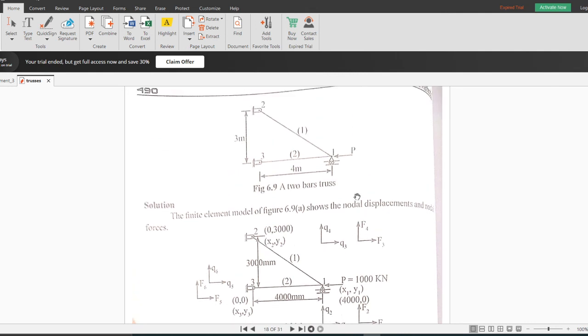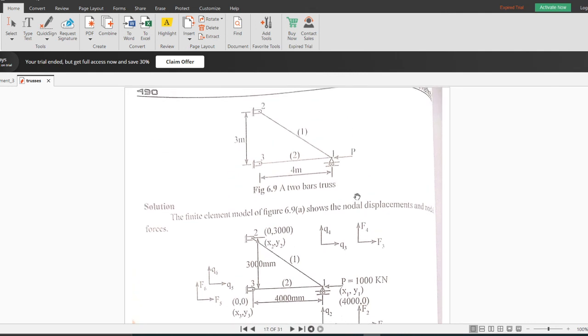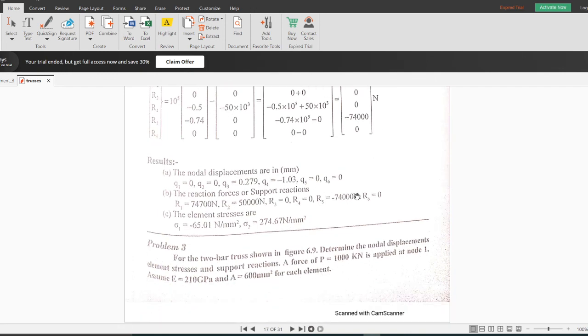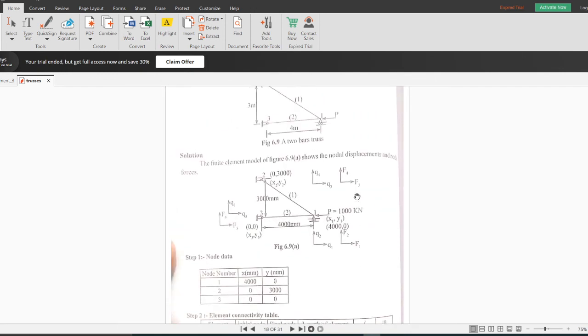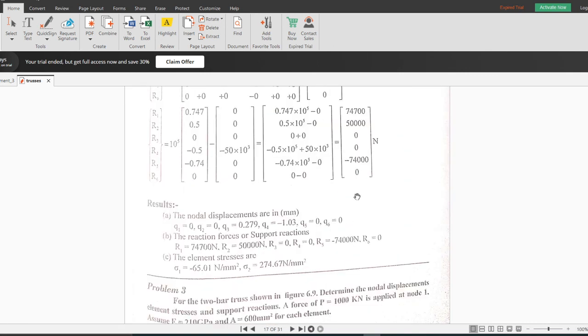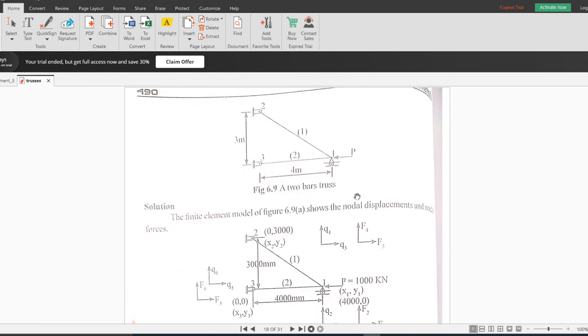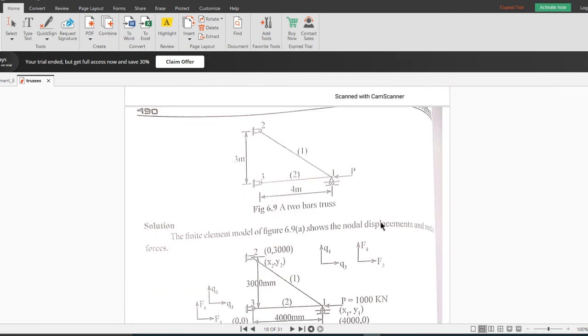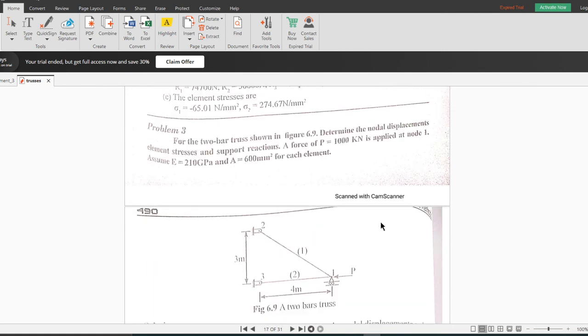Okay, one more problem I will give. Show it tomorrow. That homework problem is this one. All of you take a screenshot of this homework problem. Okay, sir. Taken. See, same type of problem. What is the difference?